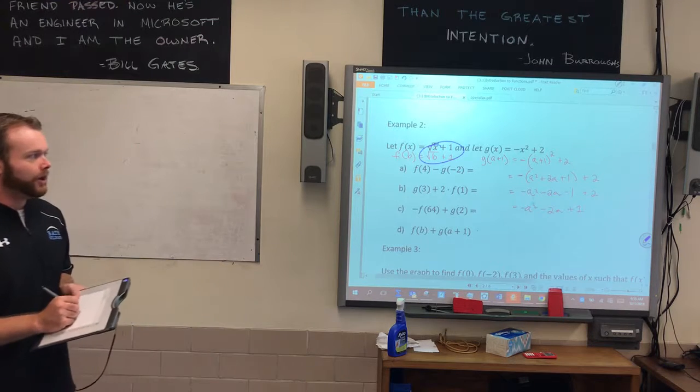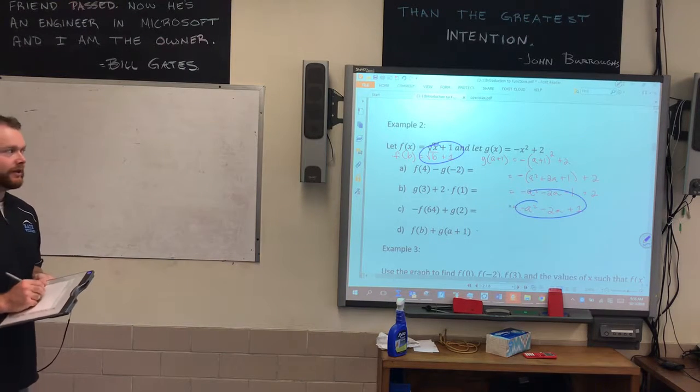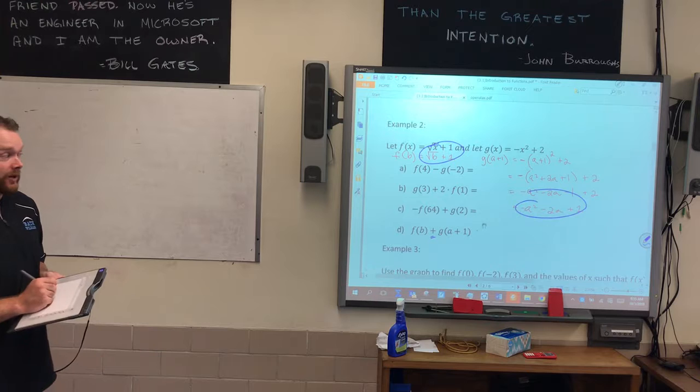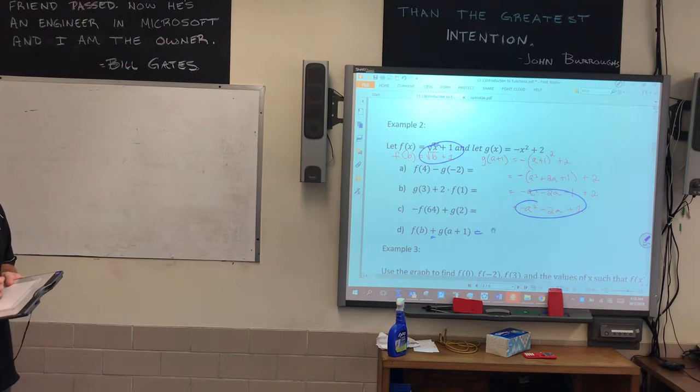Okay. So now I know what f of b looks like, and now I know what g of a plus 1 looks like. What can I do with those two things? Now I can do the operation they asked us. We can add those together now. So I'm going to go negative a squared minus 2a plus 2 plus root b. And that's my rule now for that sum of functions.